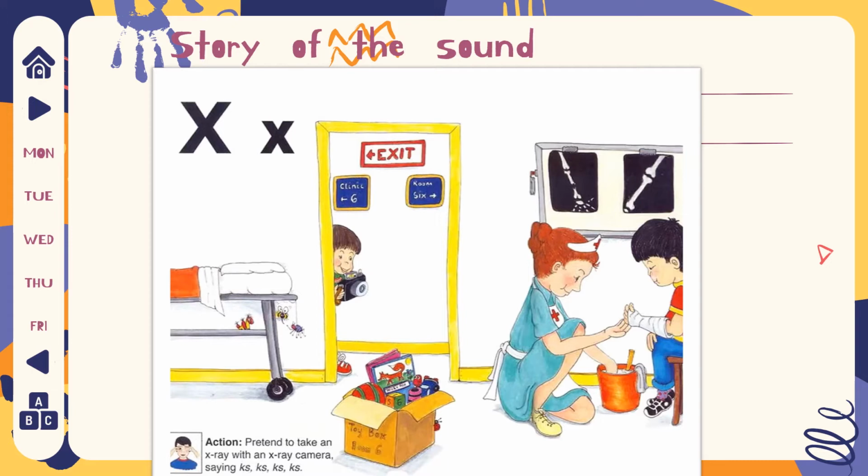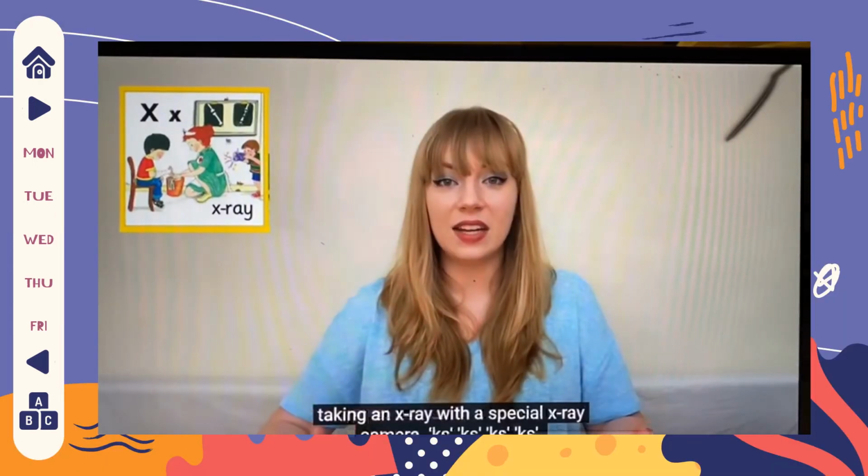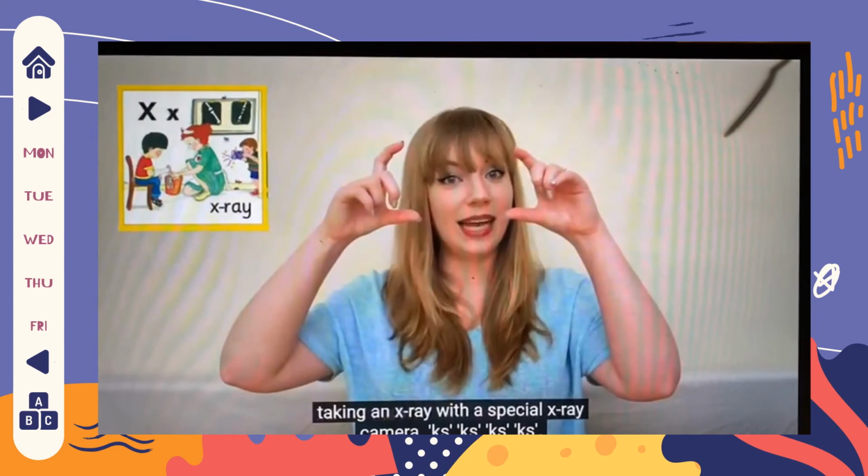Two boys are playing outside. The boy falls out of a tree and hurts his arm. In the hospital, a nurse takes an X-ray of the arm. The X-ray shows that the boy's arm is broken. The nurse puts a plaster cast on it to help it mend properly. Taking an X-ray with a special X-ray camera.